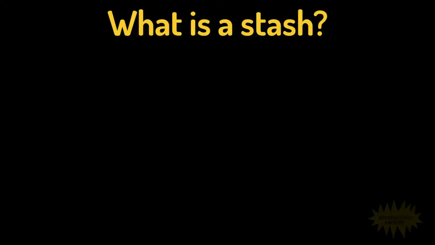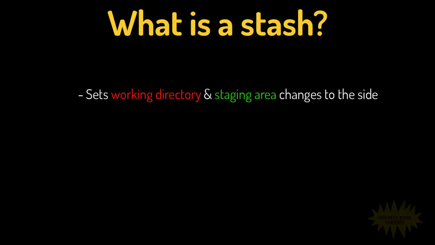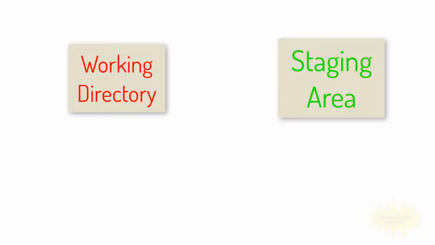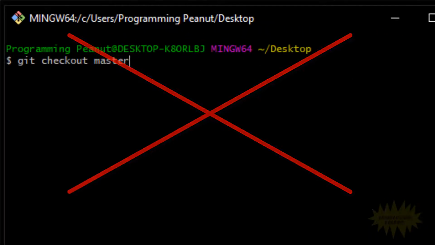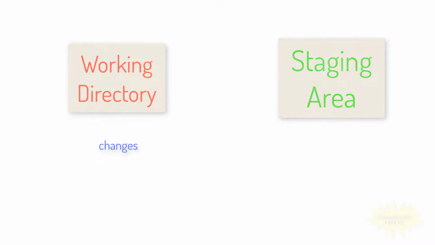All right, so stashing is basically used when you want to set your changes off to the side so that you can then switch over to another branch and do something else. Let's say that you're making changes. Those changes are going to be in the working directory or in the staging area. You can't just switch over to another branch while your changes are just floating around there.